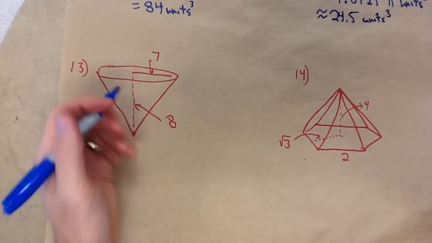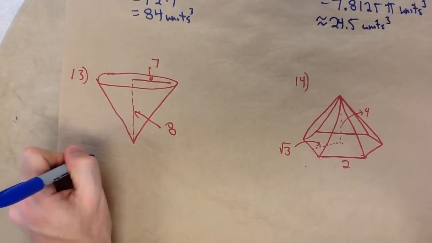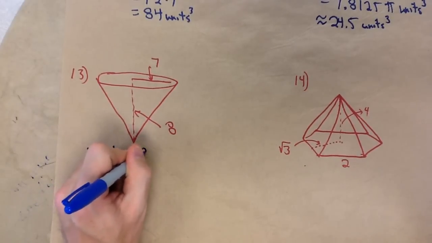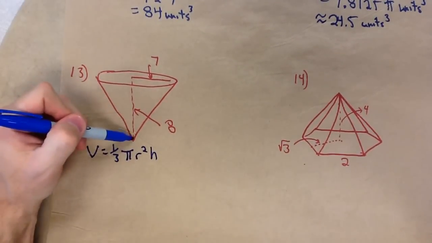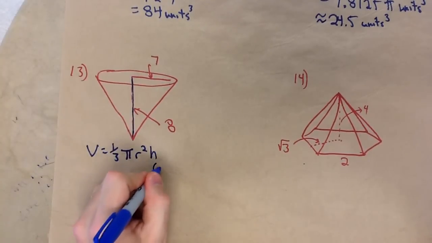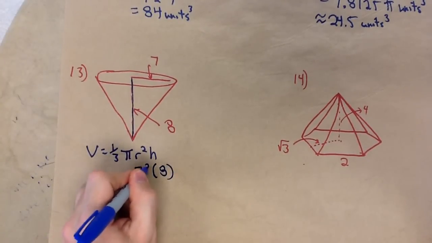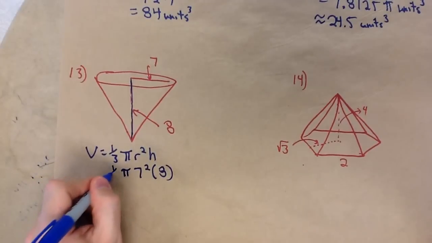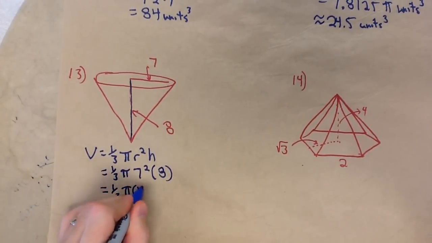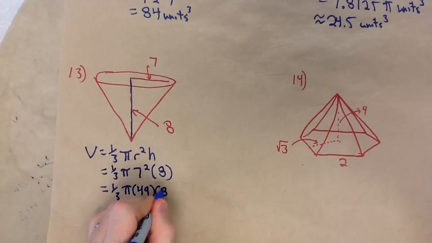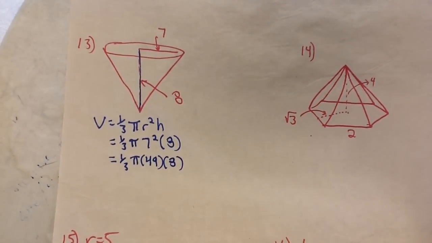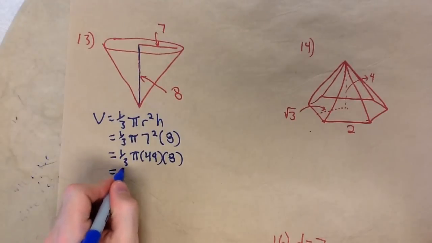On number 13, we have a cone, so the volume is 1/3 pi r squared times height. We have that height on the inside. That is an important part, so that is 8. Our radius is 7. We're going to square that. And we have a 1/3. So I have 1/3 pi times 49 times 8. 49 times 8 is 392.